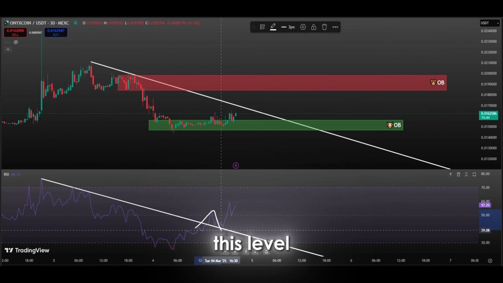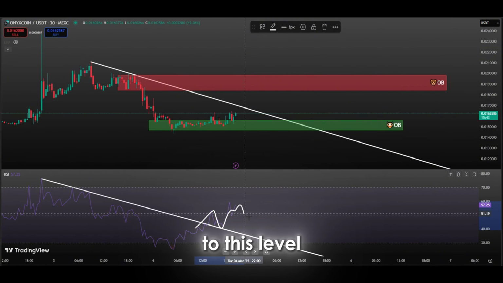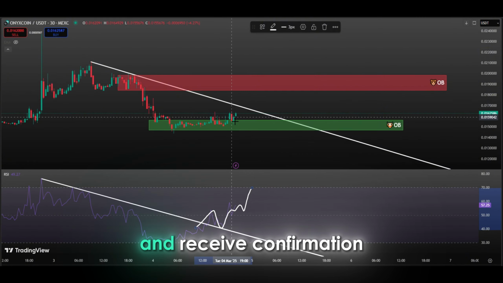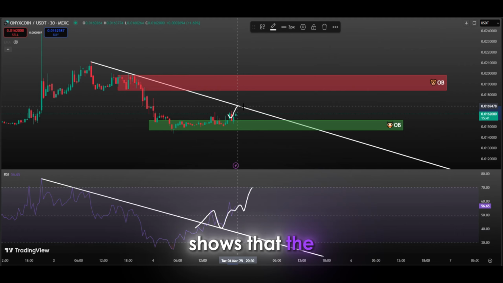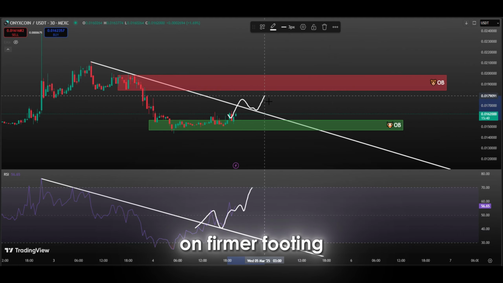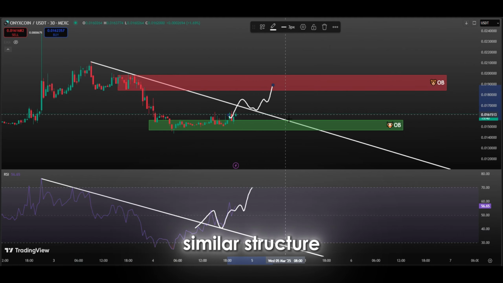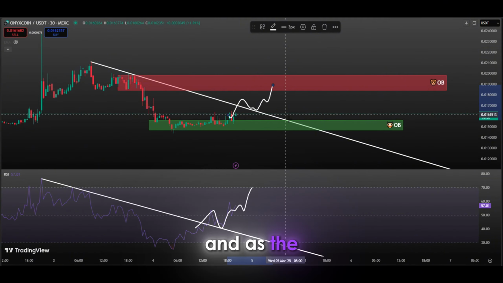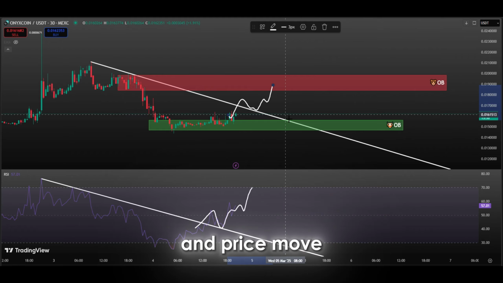below this level. The fact that the RSI returned to this level after breaking the trend line and received confirmation as support shows that the bullish movement is on firmer footing and price movements may follow a similar structure. And as the RSI breaks the downtrend, the price will most likely break the downtrend because the RSI and price move at the same time.